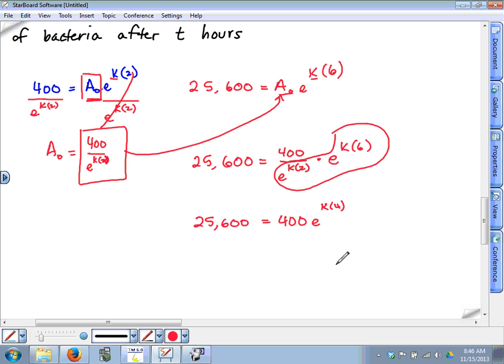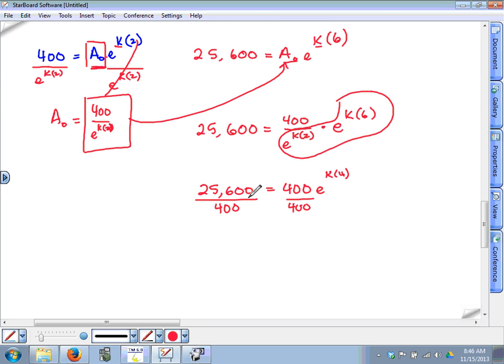So, how do we solve this for k? Divide by 400. Now, we're probably going to have to leave this as a fraction, because the two zeros cancel, and we have 256 over 4. Now, that might divide evenly. Okay, so 256 over 4 is equal to e to the k times 4, but then 256 over 4 is 64. So 64 equals e, I'm sorry, I'm moving really fast here, to the k times 4.